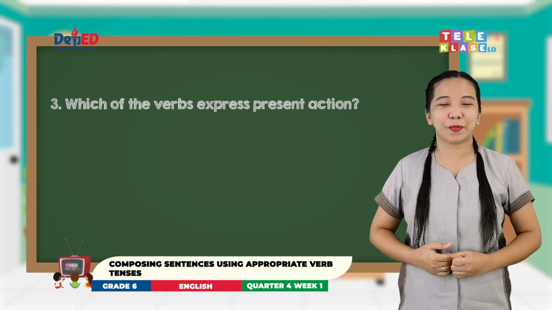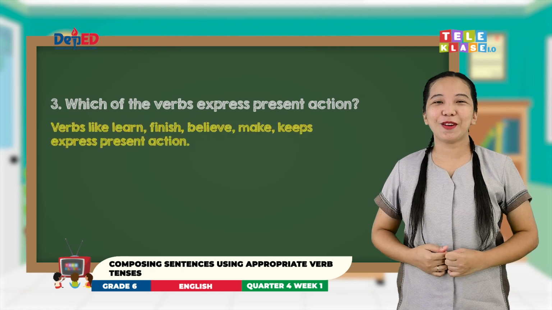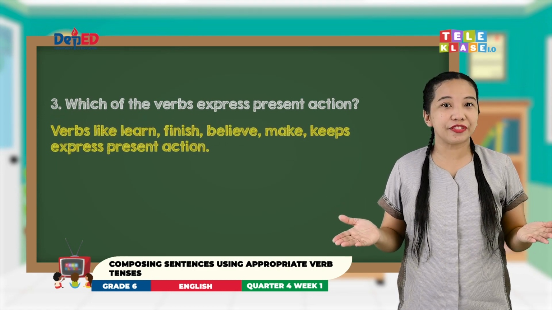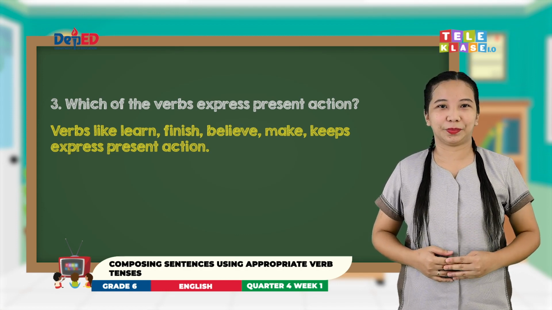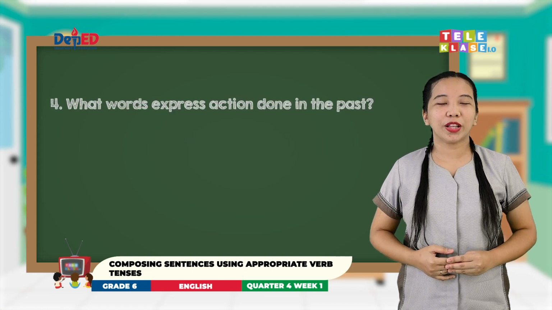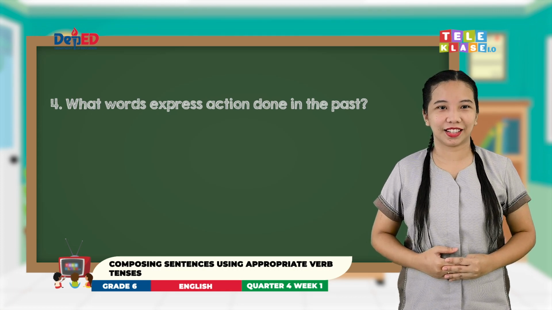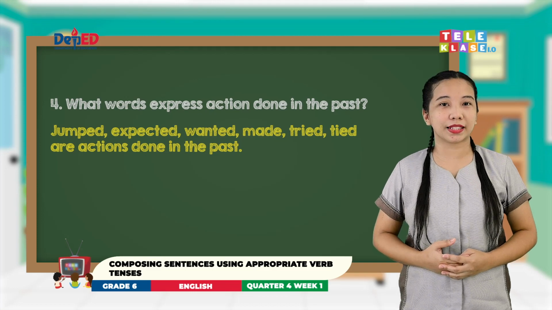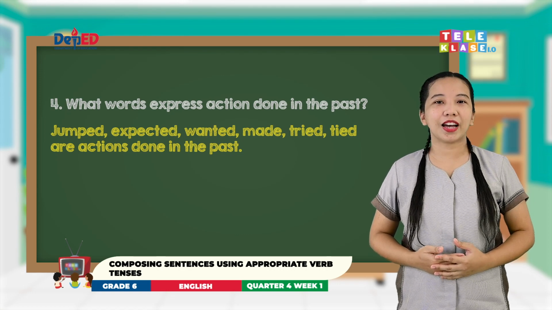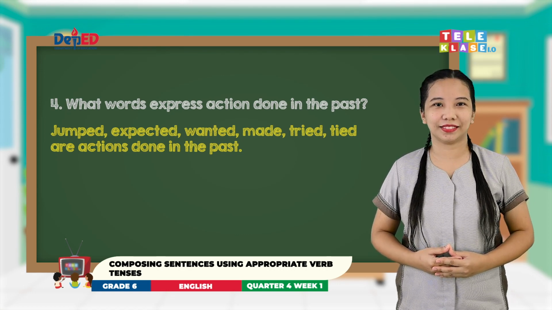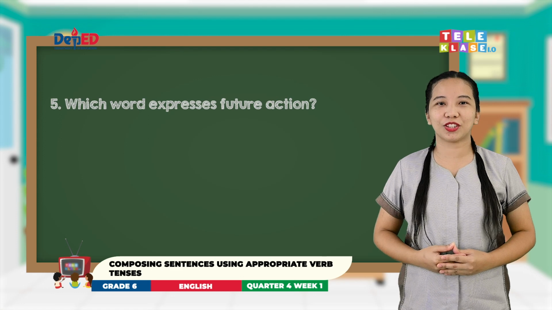Which of the verbs express present action? Verbs like learn, finish, believe, make, keeps, express present action. What words express action done in the past? Jumped, expected, wanted, made, tried, tied are actions done in the past. Which word expresses future action?